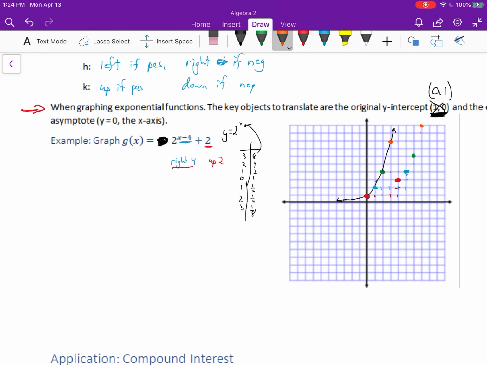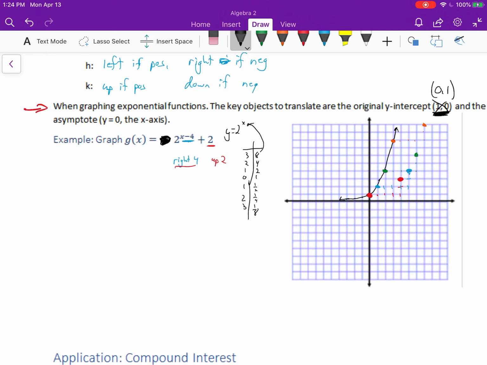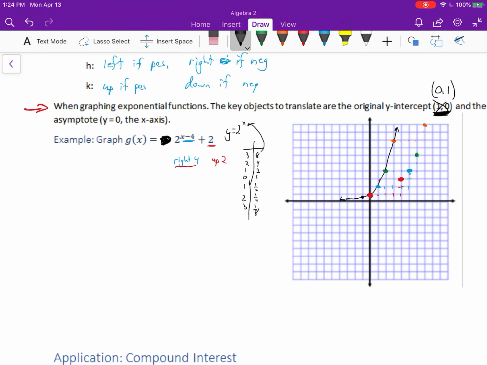Let's go with the orange. We can move this one right 4, 1, 2, 3, 4, and up 2. That gives us those points. We had some other ones here. I'll bold this one in black. This was half. We can go right 4, 1, 2, 3, 4. We're at the half, so up 2, 1, 2.